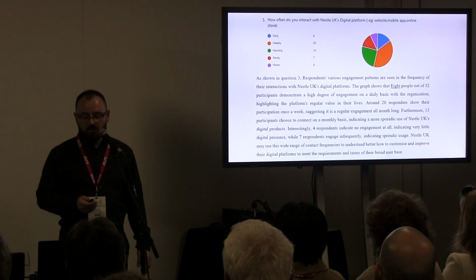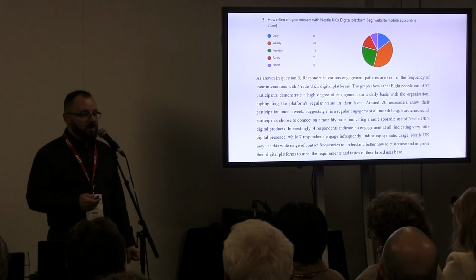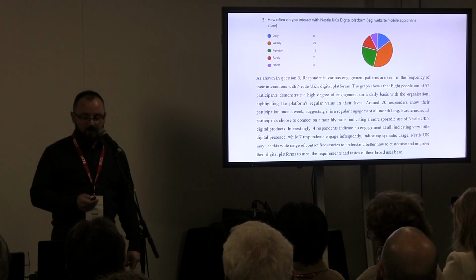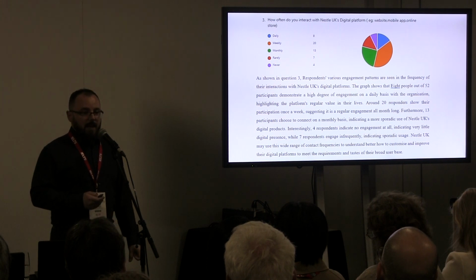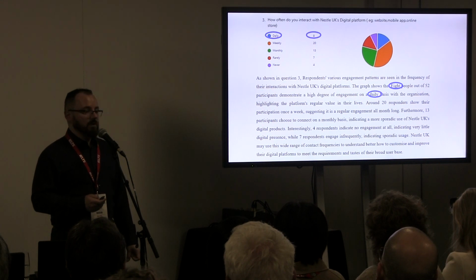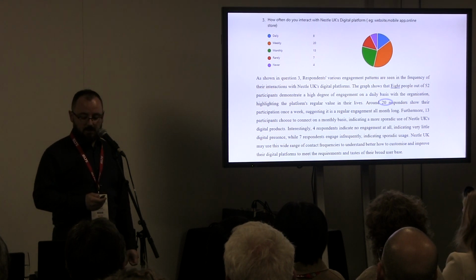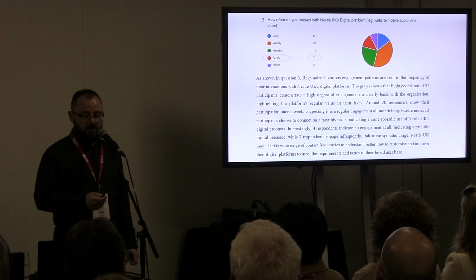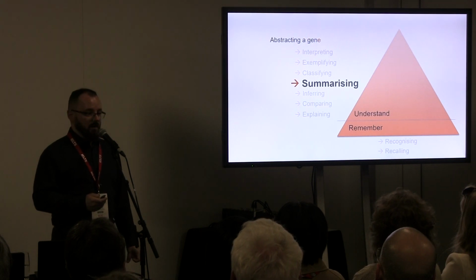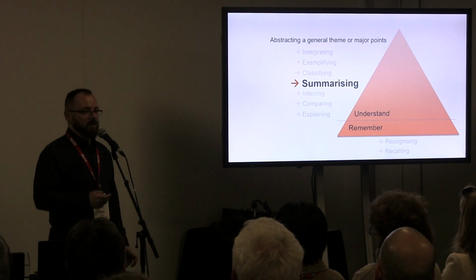Here is another passage from a student's assignment paper. This student collected some data using an online questionnaire and presented the results in a pie chart. Underneath the graph there is text that explains what the graph shows. However, the problem is that the text simply duplicates the information from the graph. 8 people said daily, 20 people said once a week, and so on. So what is lacking here is the skill of summarizing, finding a general theme or being able to identify major points.